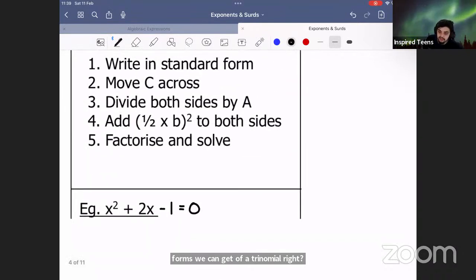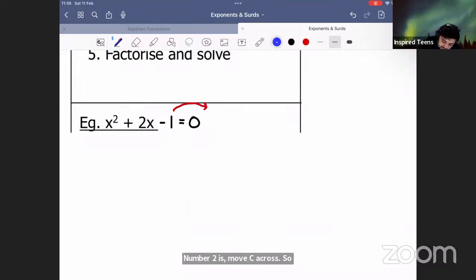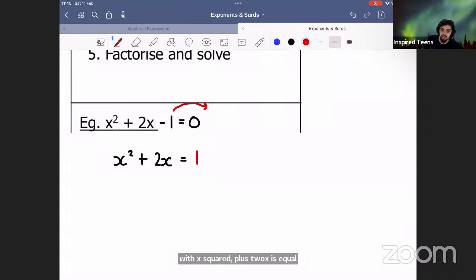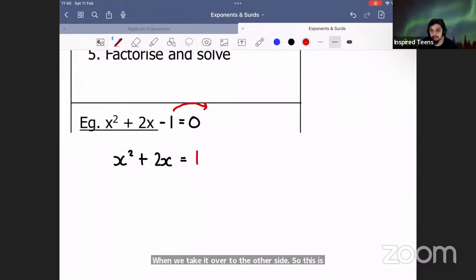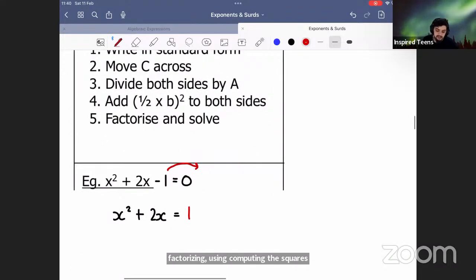Number 2 is move c across. So that's step number 2. Always to take c to the other side so that we're left with x squared plus 2x is equal to positive 1 when we take it over to the other side. So this is factorizing using completing the square. Okay, let's do number 3, divide both sides by a.